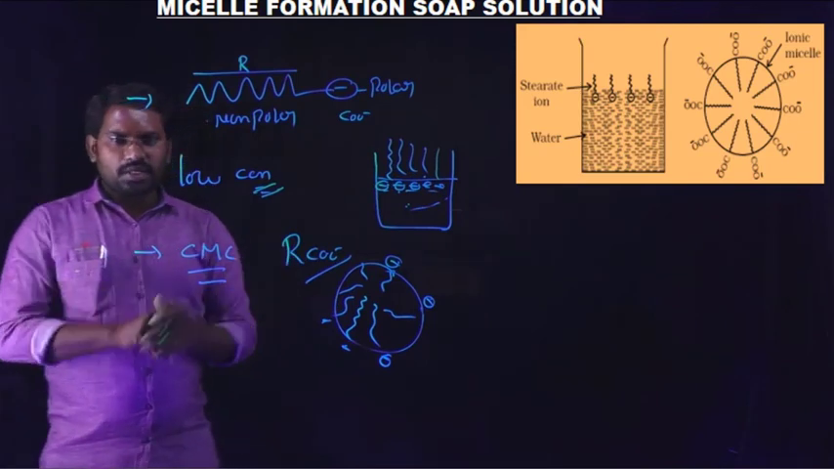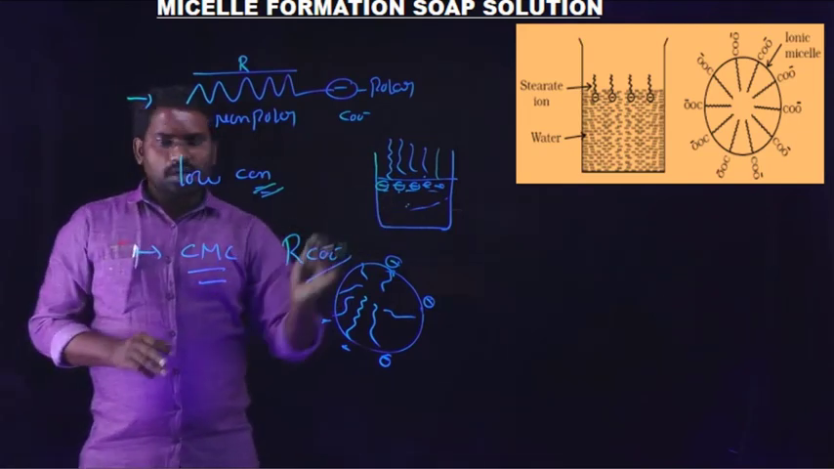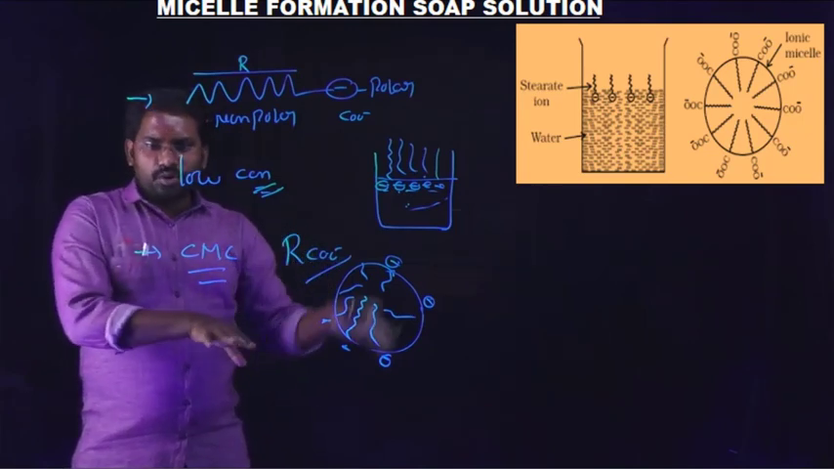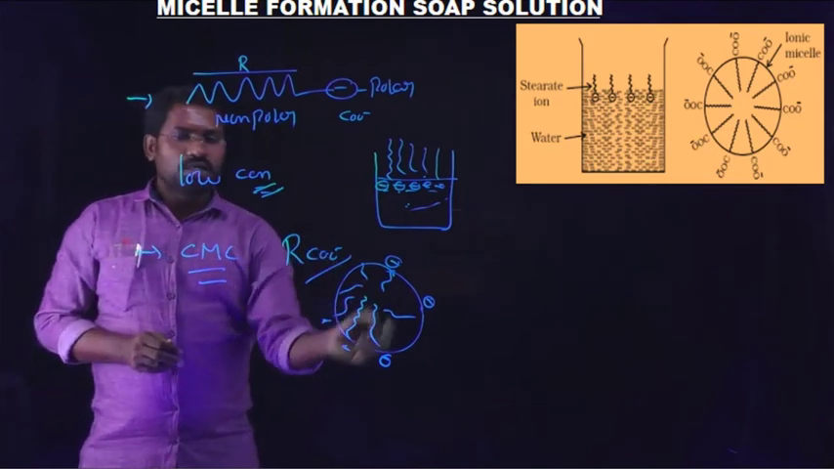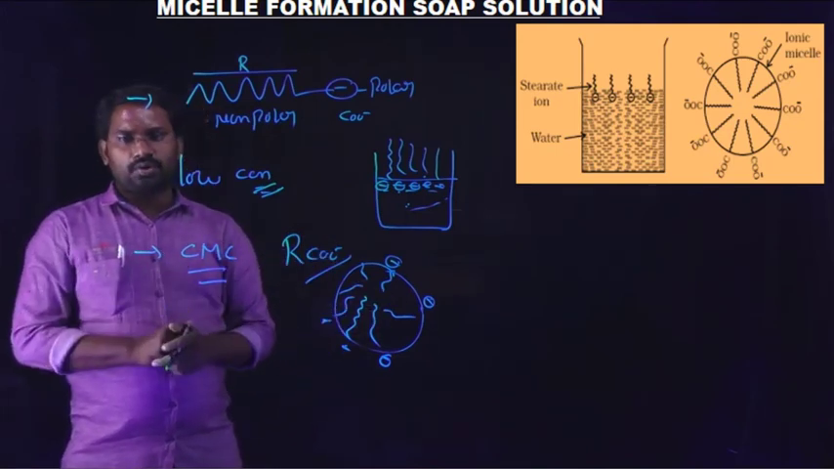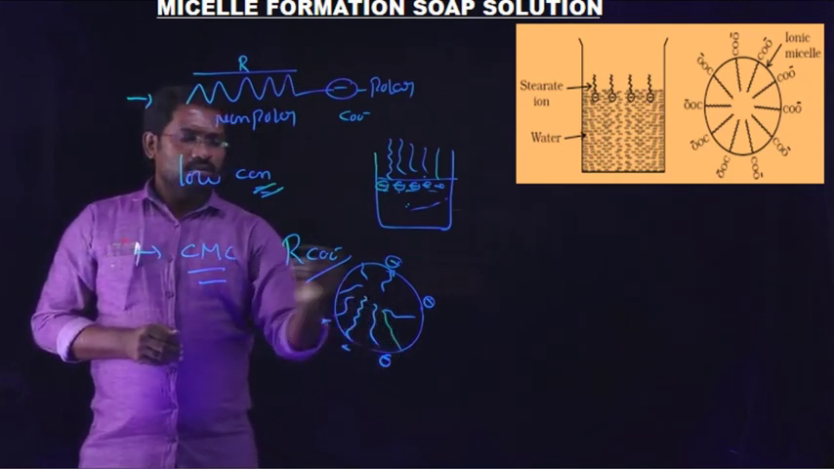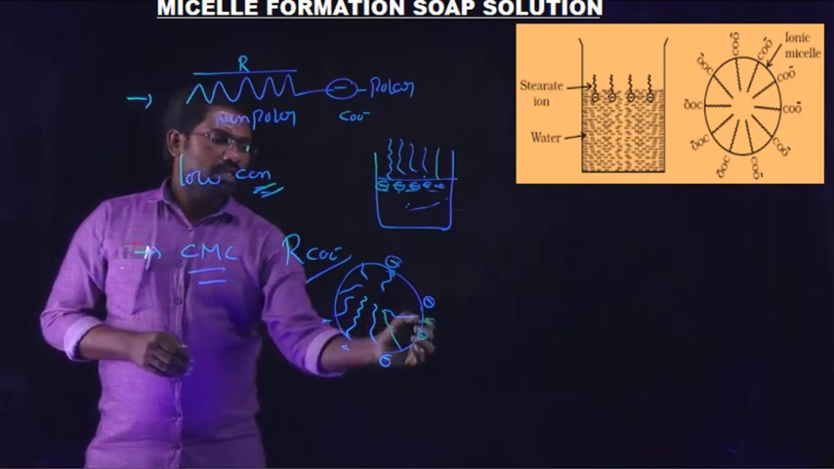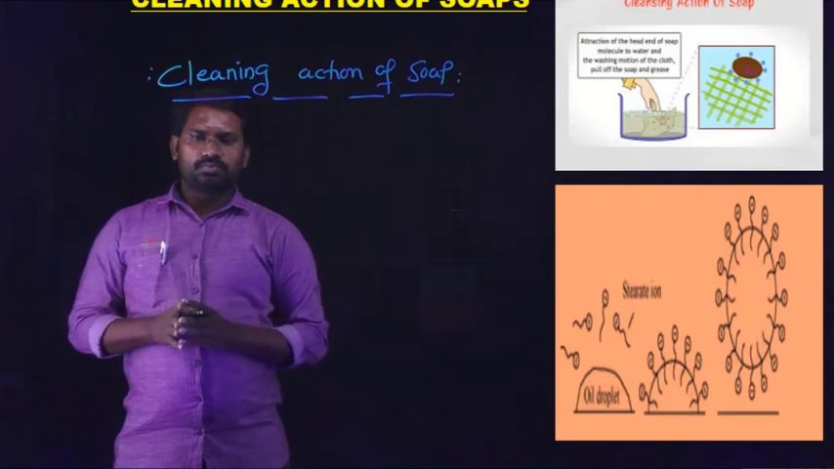At the critical micelle concentration, the polar group interacts with the water, the total RCOO minus group is completely pulled into the water, and aggregation of the molecules takes place. They form a spherically shaped bigger molecule. In that, the hydrocarbon parts are centered inside of the molecule and the polar groups are present outside of the molecule.